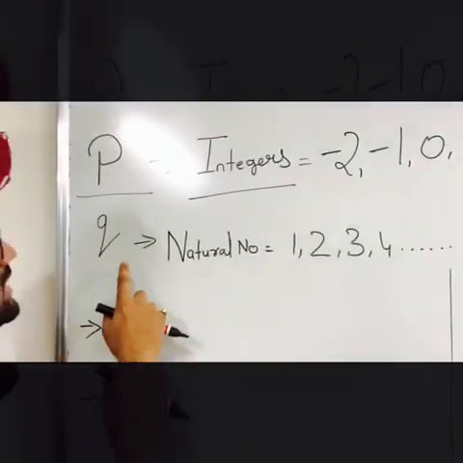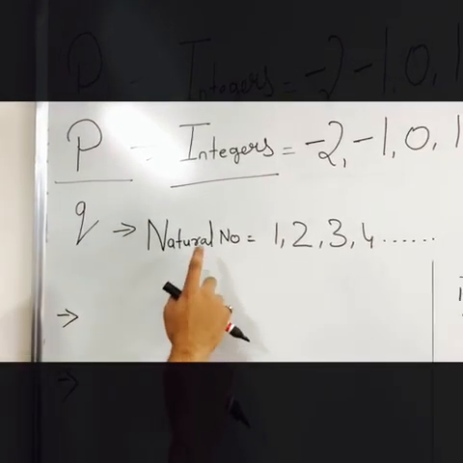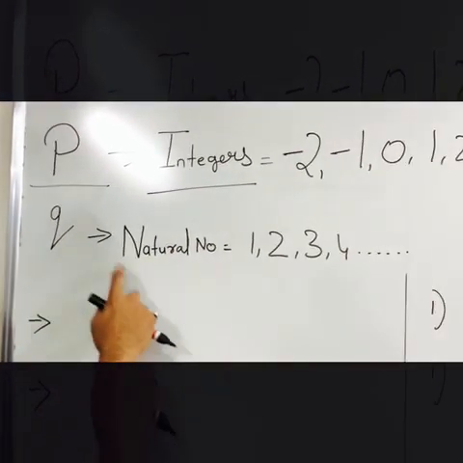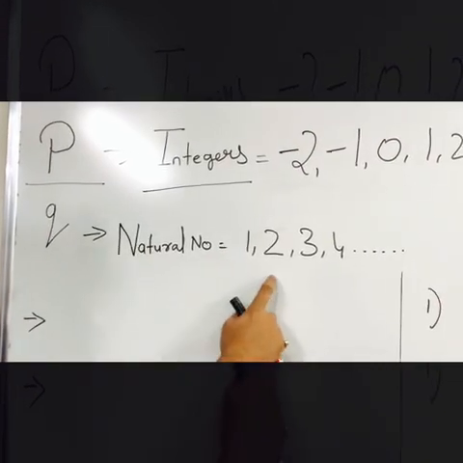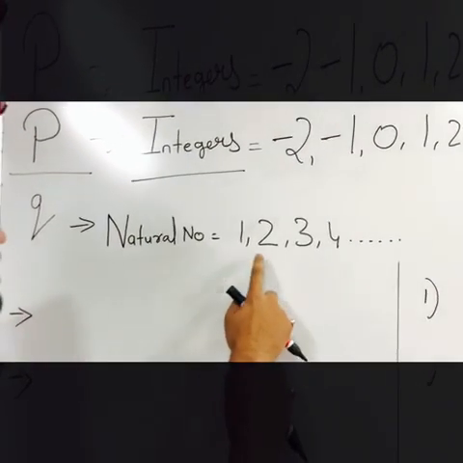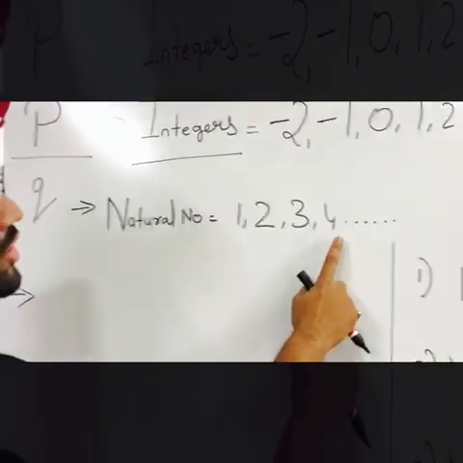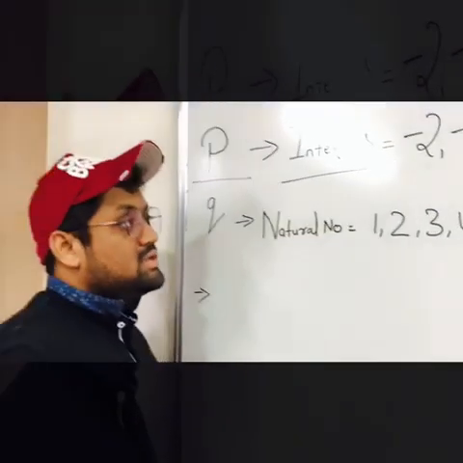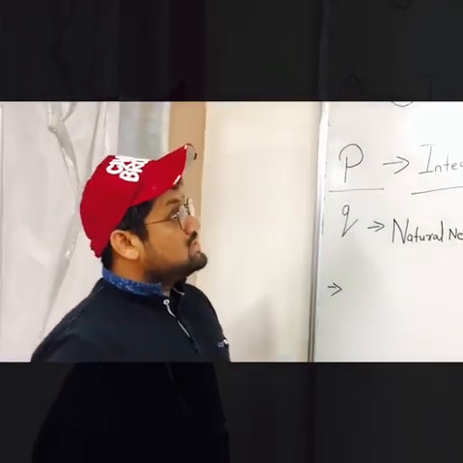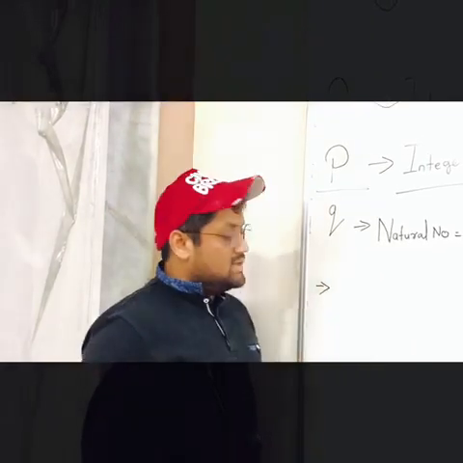And what do you mean by Q? Q stands for natural number. Means in the denominator only a natural number will come, and natural numbers always start from 1, 2, 3, 4 and so on. So let us see some examples related to rational numbers.